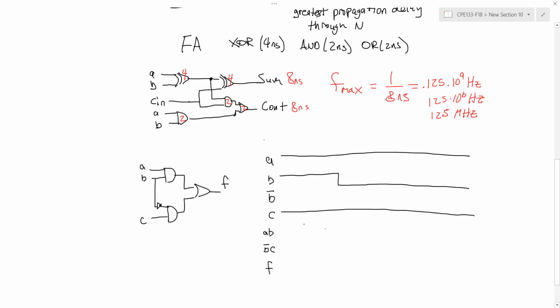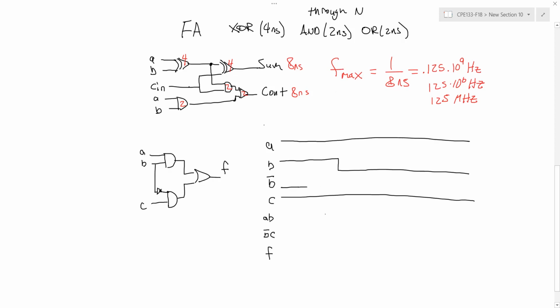So say I have the following circuit, a two-level AND/OR circuit, and my inputs look something like this: A, B, and C. A and C are both constantly 1, but my B value changes after a given amount of time from high to low. And again, let's assume that all these gates have propagation delays. So the output of the inverter after B goes from high to low is going to take some delay before it actually changes and goes from low to high. The same thing for the output of this AND gate.